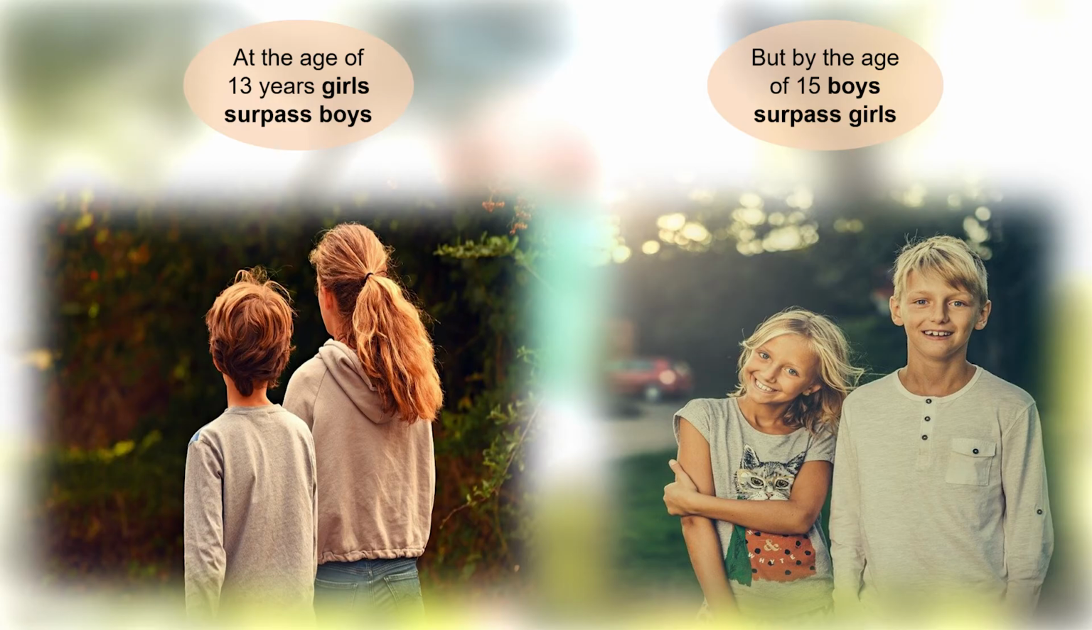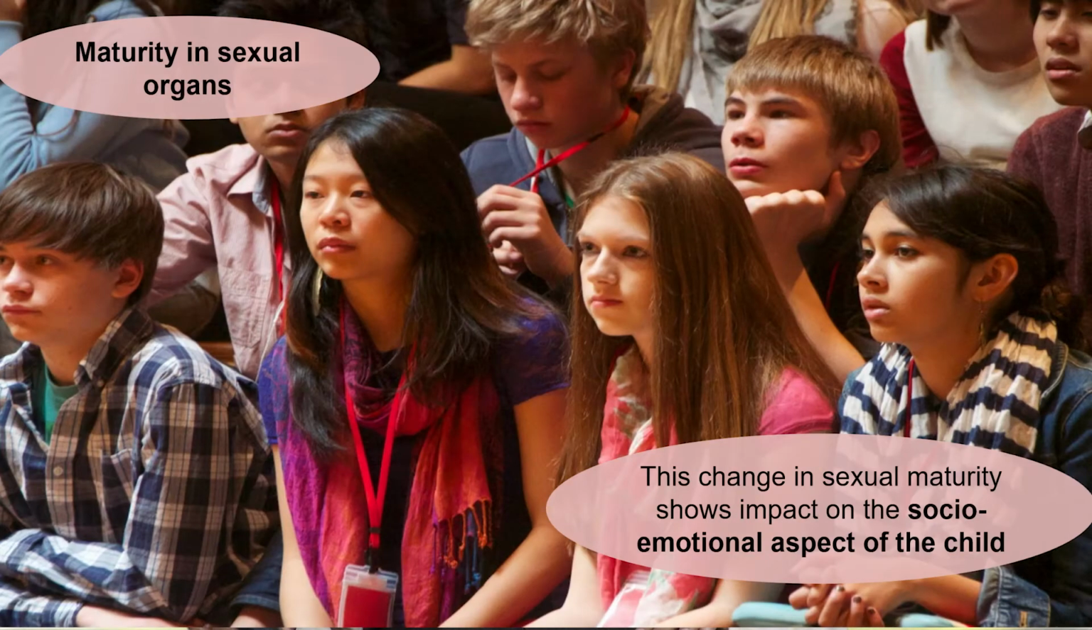boys grow faster and surpass girls of the same age. Maturity in sexual organs will be there in the case of both male and female adolescents, and this change in sexual maturity shows its impact on the socio-emotional aspects of the child. In this stage, the adolescent is more influenced by the peer group and more attracted towards the opposite sex. That is, males are attracted towards females and females are attracted towards males.